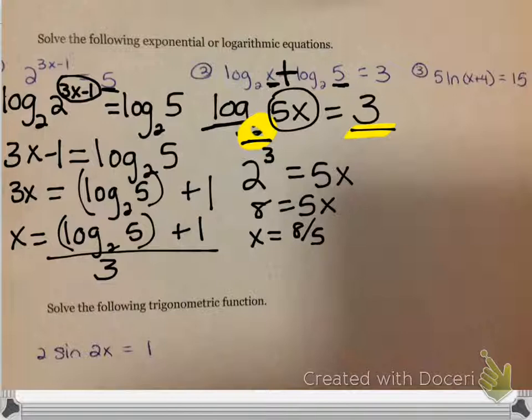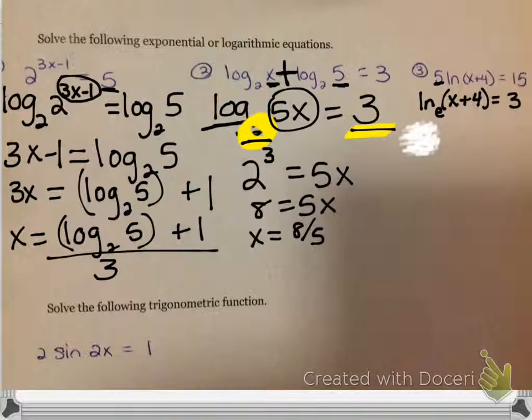Last one here, guys, is a natural log problem. First, I want to get rid of that 5 by dividing. I want to isolate the log. So 15 divided by 5 is 3. Now just remember that natural log is base e. So once I know that, this really just becomes the same thing as before.